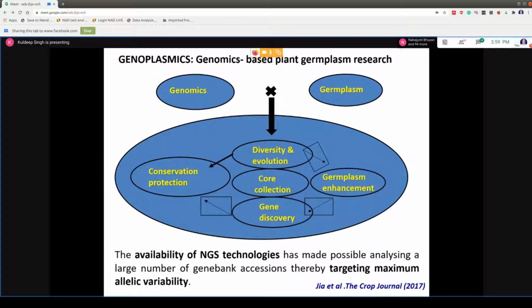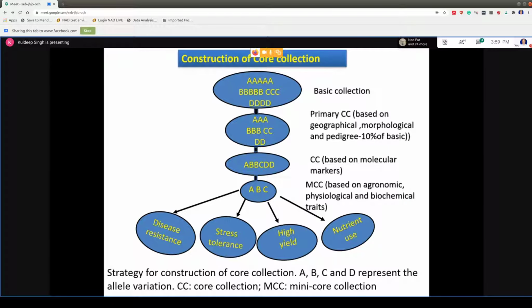In fact, we are moving towards an area which is now termed as genomics of germplasm, and in fact we even had a concept of the core collection, which was given by Frankel in 1985.